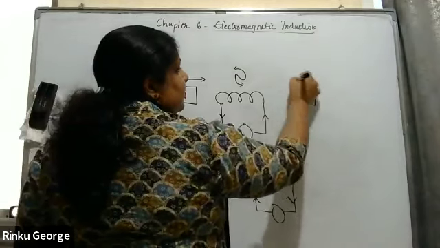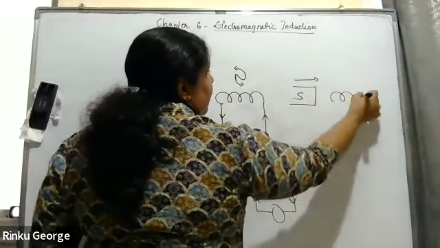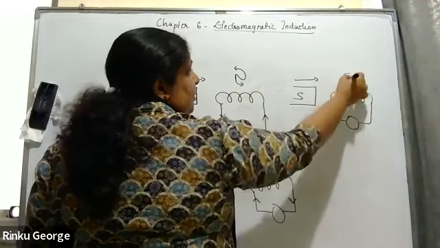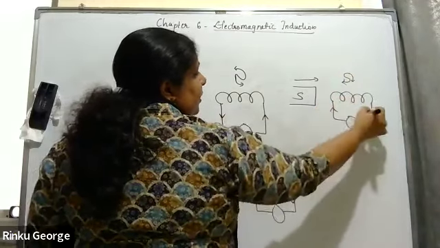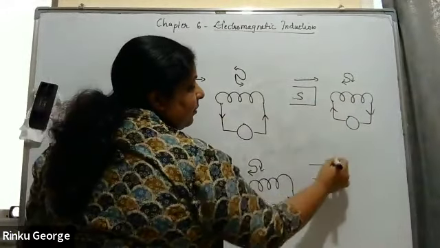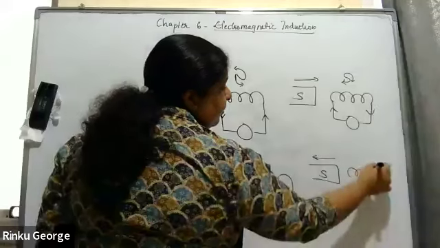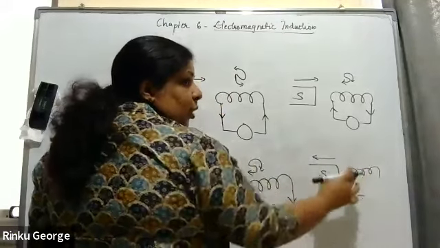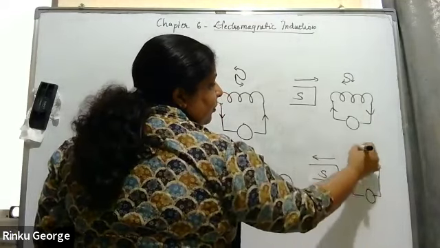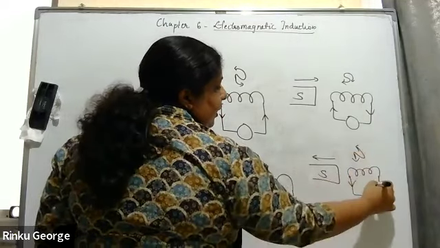Similarly with the south pole, can you try? If the south pole is trying to reach near the coil, what will happen? South will be induced, right? South means what? Clockwise. So the current induced will be clockwise. And if the south pole is planning to leave, it will try to hold the south pole by inducing a north pole, that is anti-clockwise.